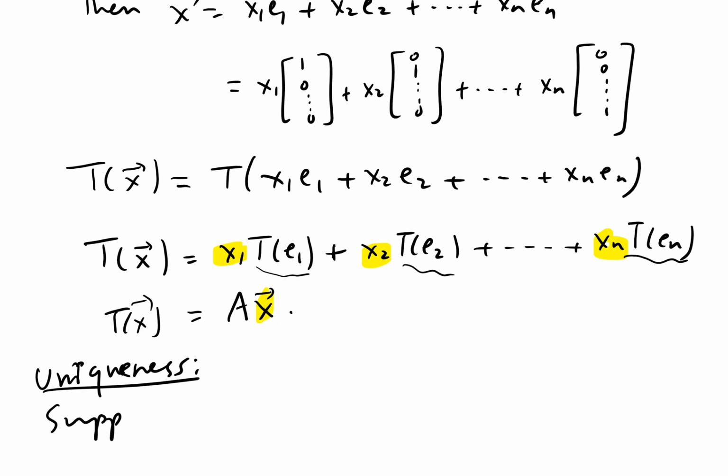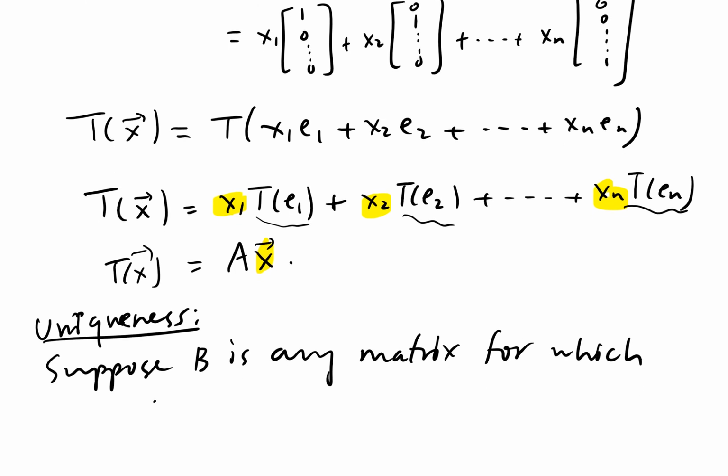suppose B is any matrix for which T of x is Bx for all x taken from Rn.